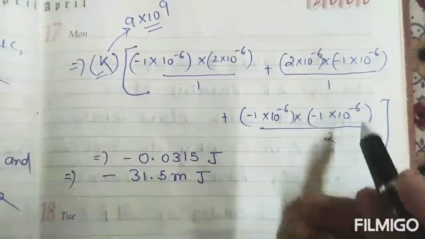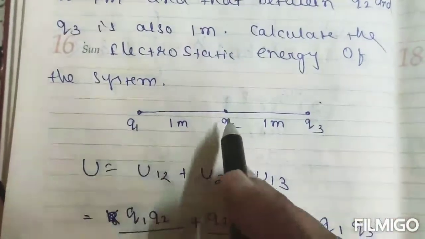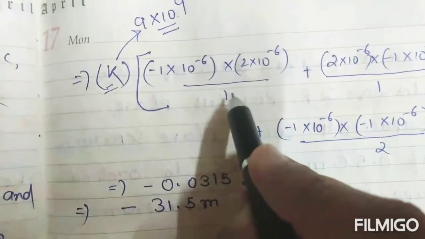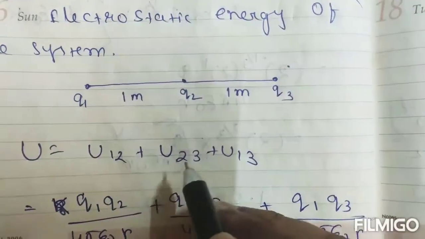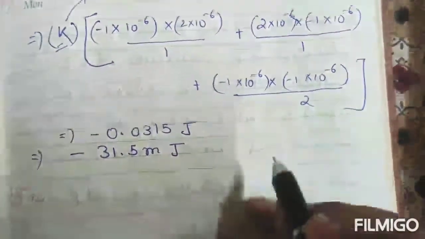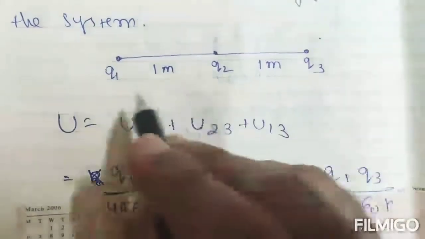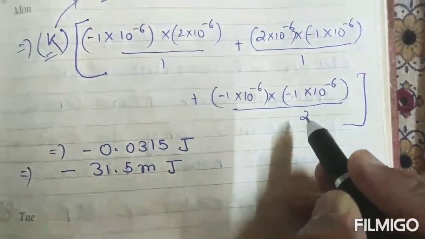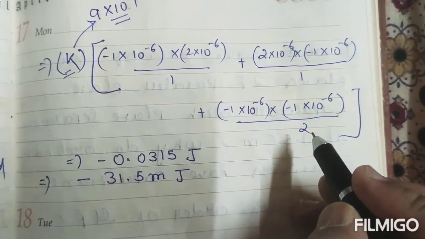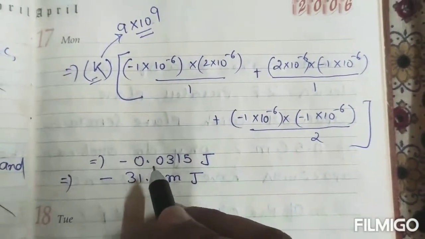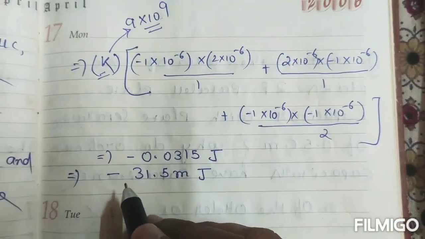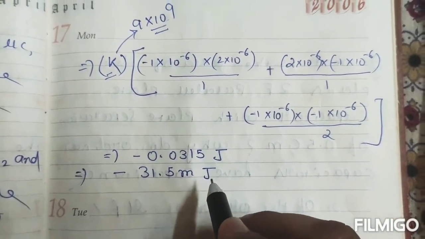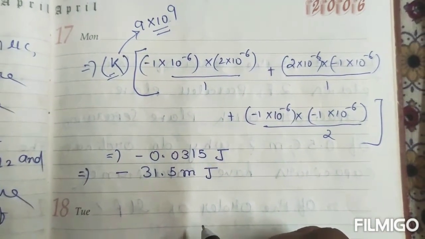Let us place all the values. For 1 to 2, the distance is 1, the second one is 2 to 3, the distance is 1, and the third one is 1 to 3. What is the distance? 1 plus 1, so the distance is 2, right? Clear? So we will get the answer minus 0.0315 joule or minus 31.5 millijoule. This is your work done.